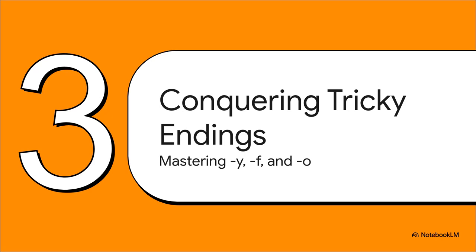All right, let's keep climbing that pyramid. Now we're getting into some of the really common tricky endings. Y, F, and O. These are the ones that trip people up all the time. But the good news is there are some pretty clear rules to follow once you know them.